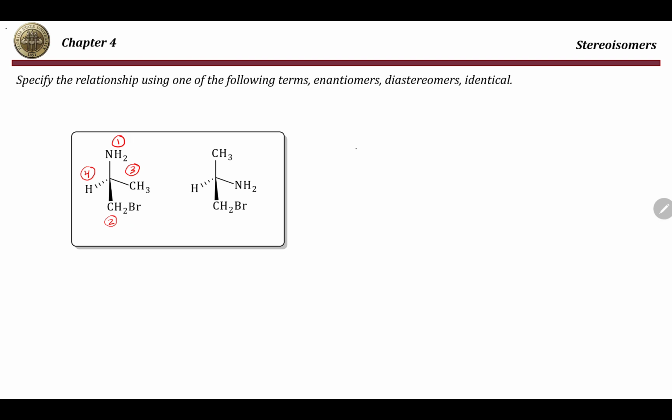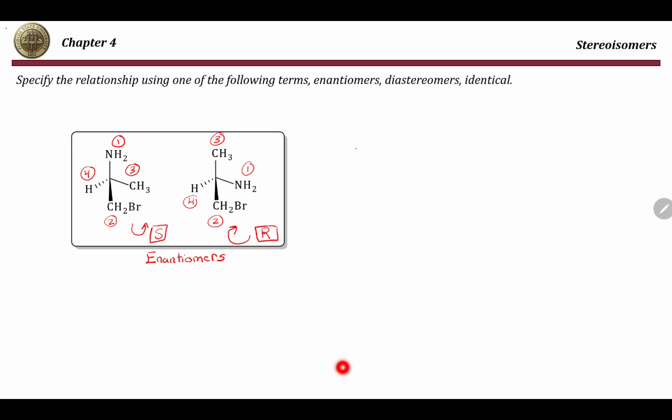So we're moving 1, 2, 3, we're moving anti-clockwise, and this is S. For the second molecule, this is 1, 2, 3, and 4. 1, 2, 3, we're moving clockwise, and this is R. Since those two molecules have opposite absolute configurations, the relationship between them is enantiomers.